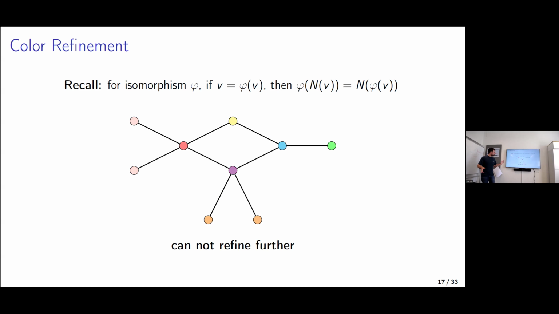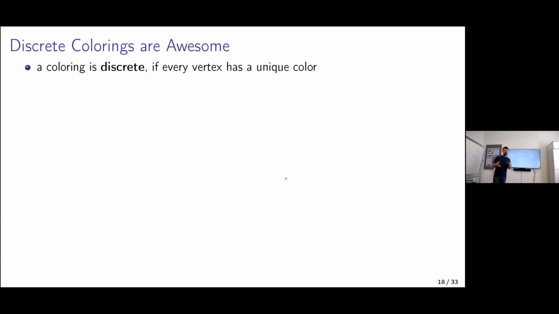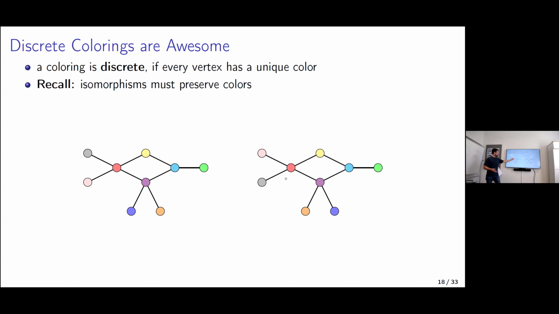But we are not done yet. What would be a desirable outcome of color refinement? What would be the best possible outcome? The best possible outcome would be if the coloring was discrete. If every vertex gets a unique color, then we would be done. Why? Because isomorphisms must preserve colors. If you look at two discrete colorings, then you can just see, oh, I know the blue vertex, it must go to the other blue vertex here.